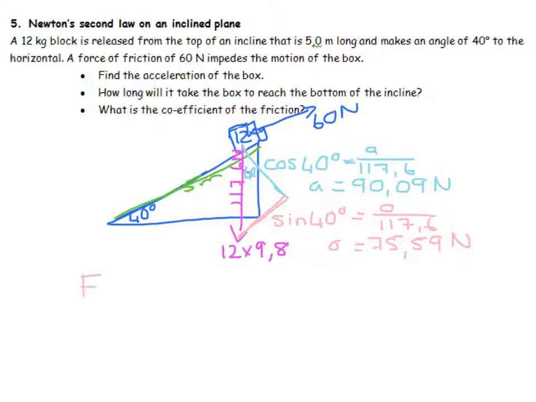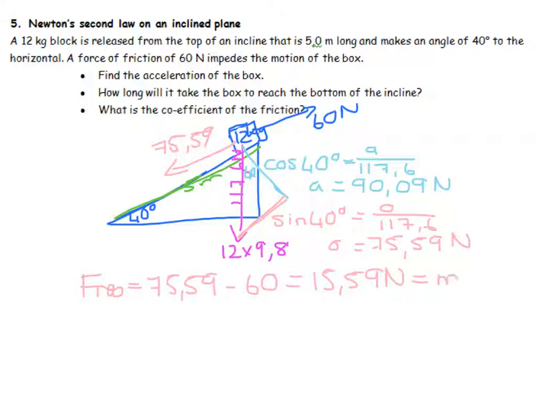The question is, what is the acceleration of the box? Well, the resultant force up and down the slope is equal to the big force, which is whatever's going down the slope. What's going down the slope? 75,59 is going down the slope because this component of weight is actually acting down the slope. So that's my big force, and I can go 75,59. My small force is 60, and therefore the resultant force on this particular box is 15,59 newtons.